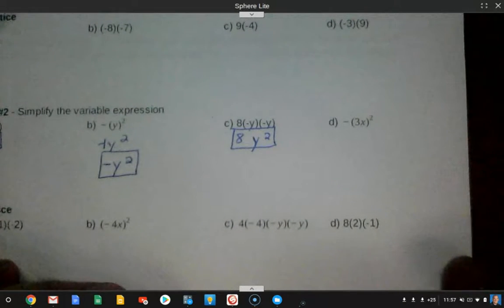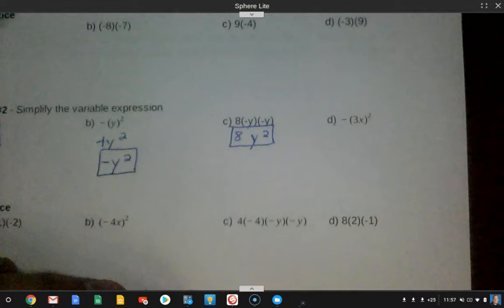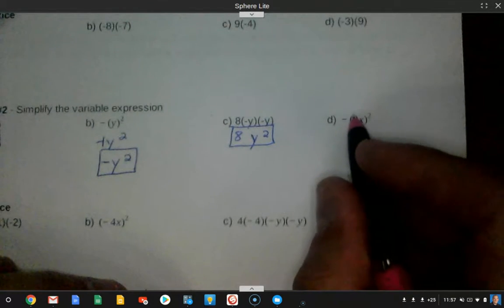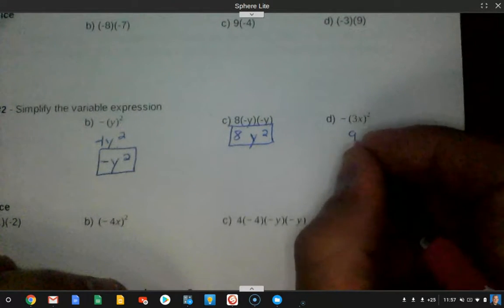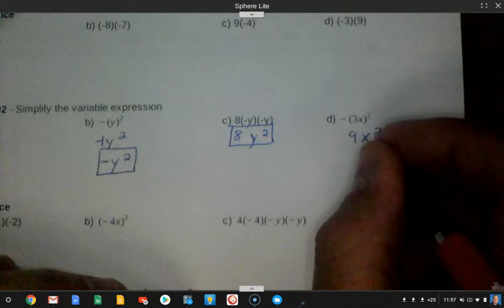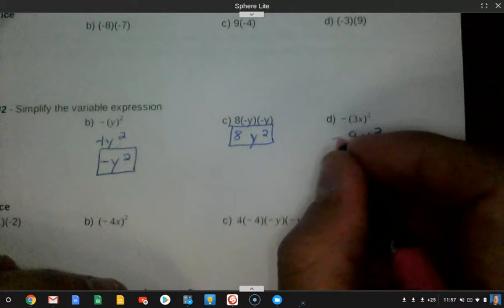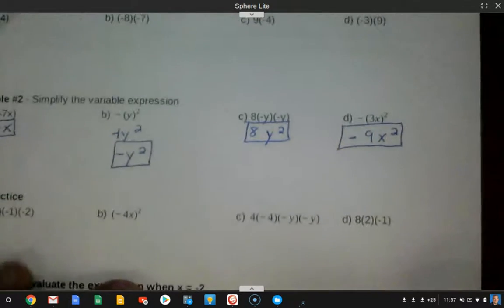Letter D, be careful because that negative sign is not part of that squared. So the squared I have to do first. I have to take everything inside the parentheses and square it. So 3 squared is 9. X squared is x squared. We have the negative out front, so if we do that, our answer is going to be negative 9x squared.